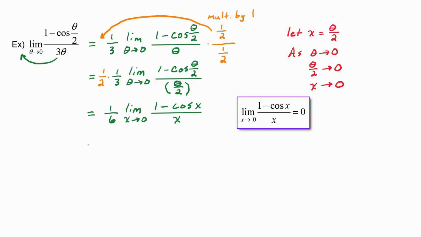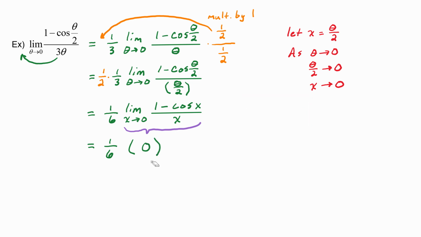Now this is exactly the rule that we need. So this will equal 1/6. And remember that it's this entire limit that's going to equal 0. And 1/6 times 0 is equal to 0.